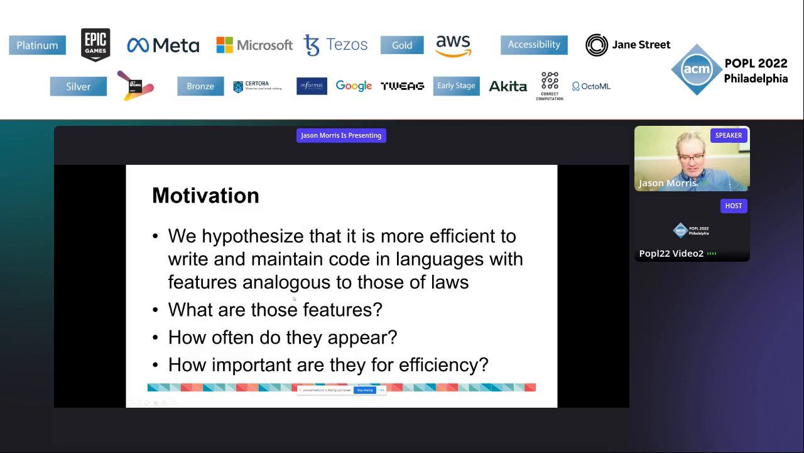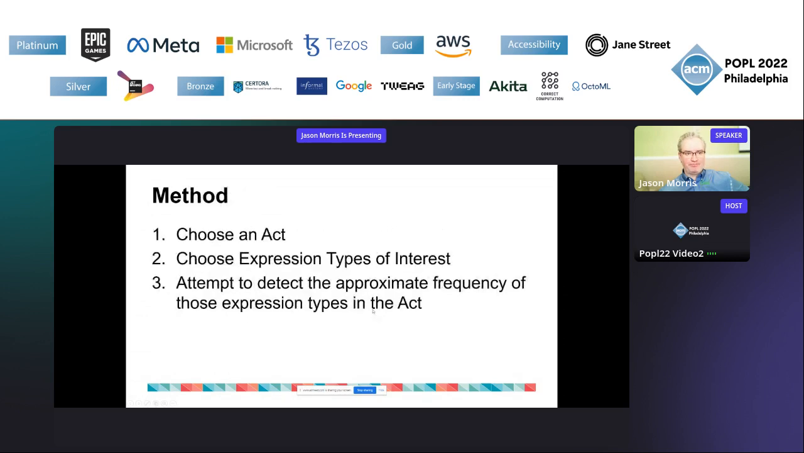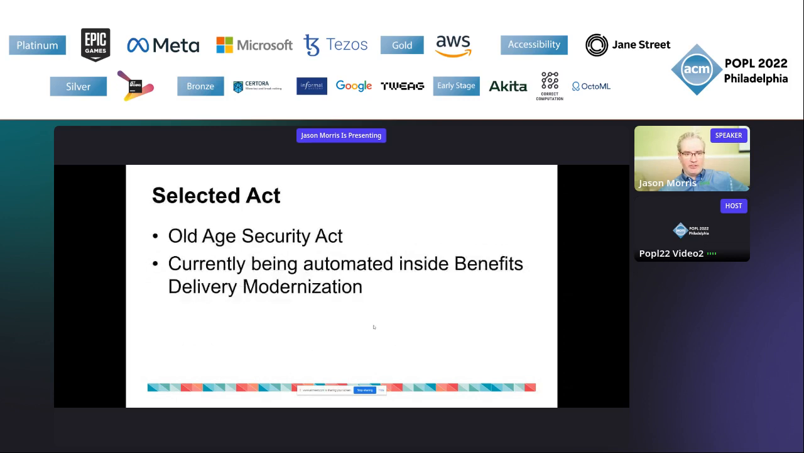So, as I was saying, we're trying to figure out what are the features of the language used in statutes, and how common do those features appear, and how important are each of them for efficiencies of doing knowledge representations. Our approach here is very simple. We just chose an act, we chose a list of expression types, and then we attempted to determine how frequently those expression types occur in the act to get some sort of rough indication of how important those might be as features for a knowledge representation language.